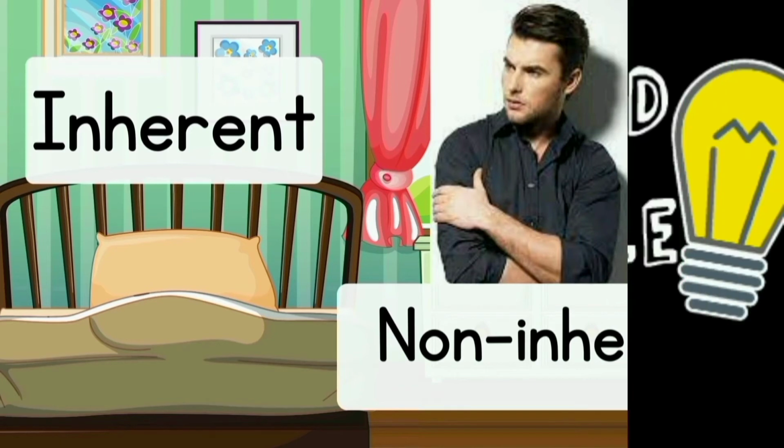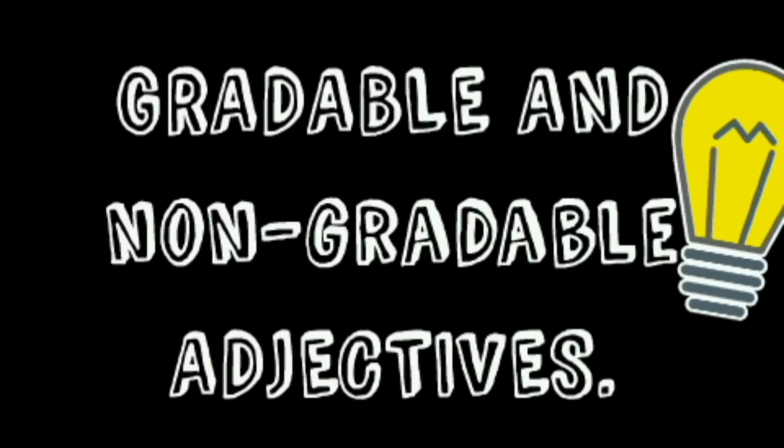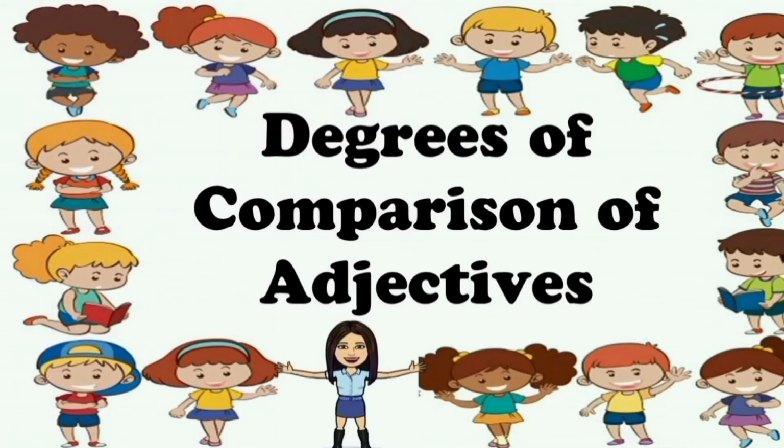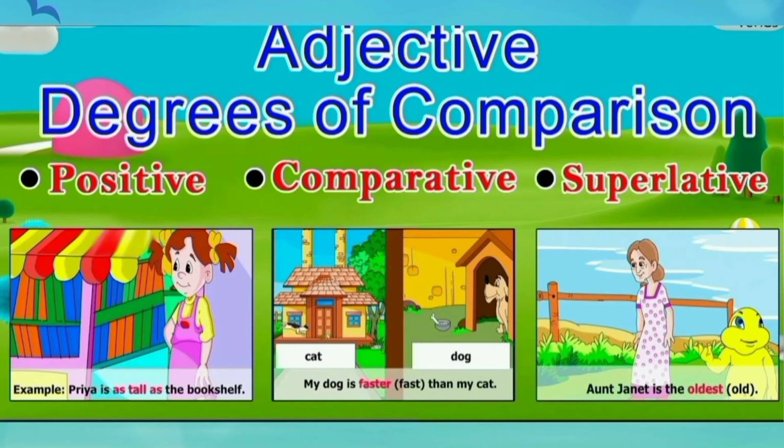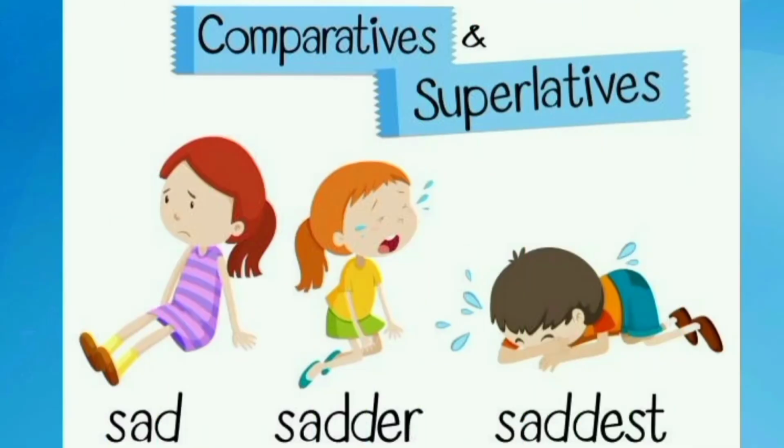Adjectives can also be inherent or non-inherent. We also have gradable and non-gradable adjectives. Gradable adjectives can be compared, while non-gradable adjectives can't be compared. Adjectives exhibit degrees of comparison. So we have degrees of comparison of adjectives. Usually in comparing adjectives, we have 3 degrees. These degrees are the positive, the comparative, and the superlative degrees of comparison. It is important to understand these three degrees of comparison in our study of adjectives.